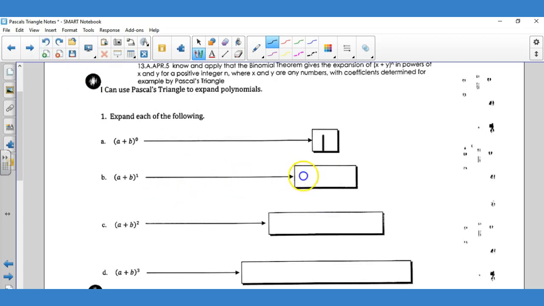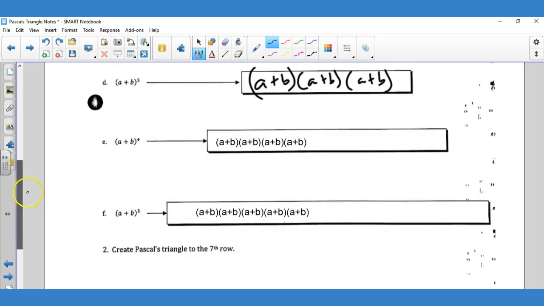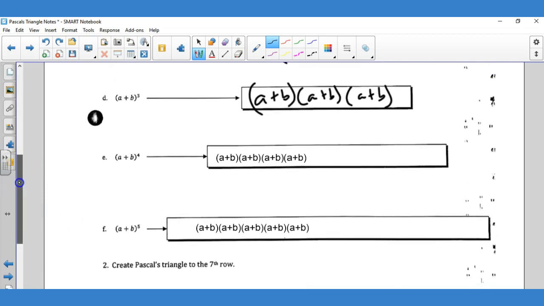All right, expand. So this is a plus b. This one right here, oh, that's to the first power, sorry. So it should just be a plus b. And then the cube is a plus b times a plus b times a plus b. I went ahead and just expanded these, so you can see them now.